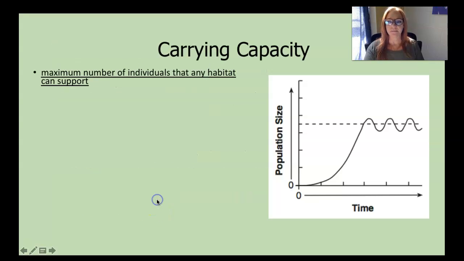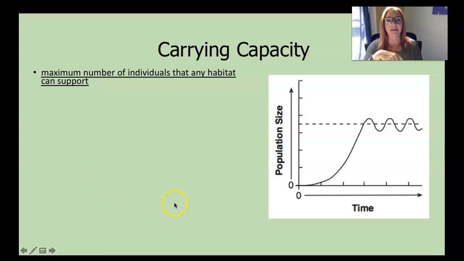Okay, so let's review carrying capacity. This is the maximum number of individuals that any habitat can support, and we talk about it by population. Some species in one habitat will have a different carrying capacity than other species in that same habitat. It just depends on what resources they use, what limited resources they need to survive, and also their reproductive strategy.